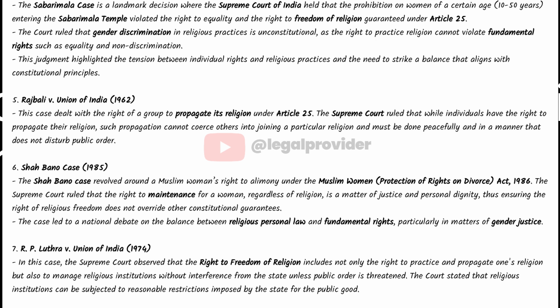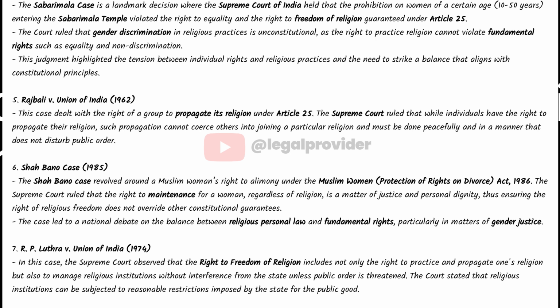6. Shah Bano case, 1985. The Shah Bano case revolved around a Muslim woman's right to alimony under the Muslim Women Protection of Rights on Divorce Act, 1986. The Supreme Court ruled that the right to maintenance for a woman, regardless of religion, is a matter of justice and personal dignity, thus ensuring the right of religious freedom does not override other constitutional guarantees. The case led to a national debate on the balance between religious personal law and fundamental rights, particularly in matters of gender justice.